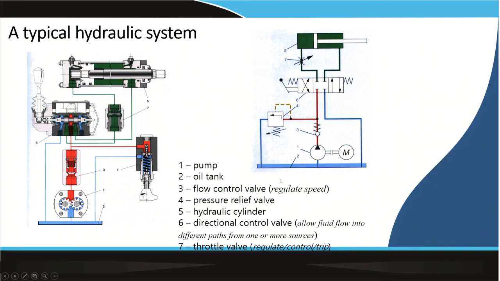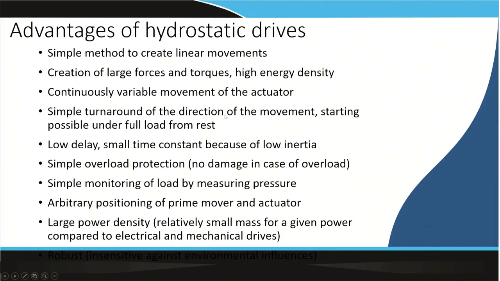So, in any hydraulic circuit these symbols are to be known, and then you can tell how it will work. Now, there is a throttle valve which controls and regulates; this is the symbol of that. When this type of system is used, there are different advantages. Hydraulic drives are very simple and create linear movements, creation of large forces and torques at high energy density is possible, and continuously variable movement of the actuator.